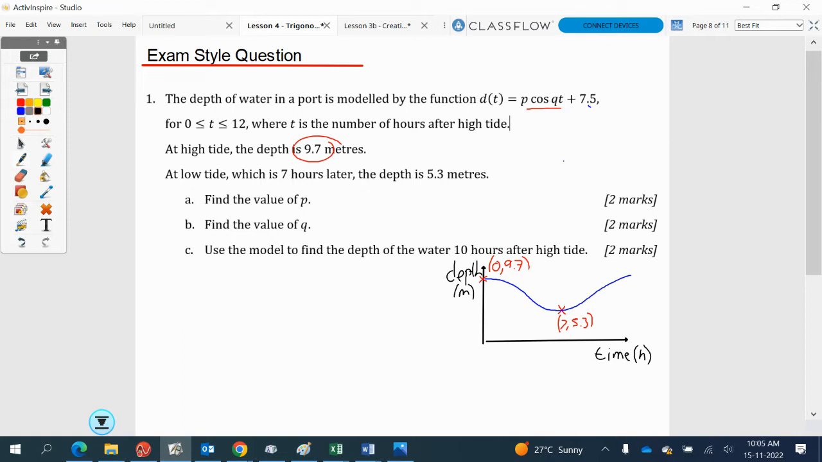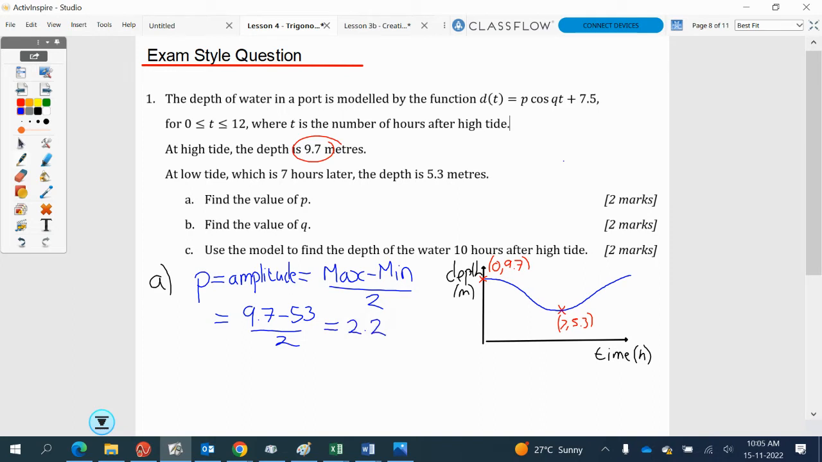So for question A, we wish to find P. Now P is given here in the model. This is the amplitude of the function. We can use the formula for amplitude, which is max minus min over 2. That's going to give us 9.7 minus 5.3 over 2, which is equal to 2.2.